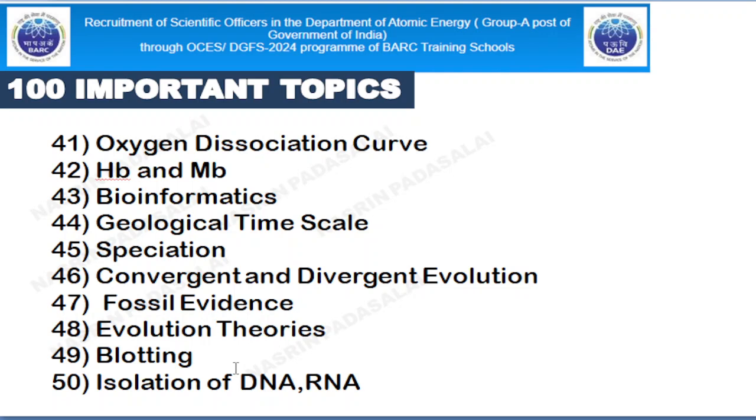Next, in evolution, you need to cover the geological time scale, like extinct organisms and reasons for extinction. Next is speciation: allopatric, parapatric, peripatric, and types of evolution like convergent evolution and divergent evolution. And also you need to know about homologous organs and analogous organs. Next is fossil evidences, and they will be asking for the list of living fossils.